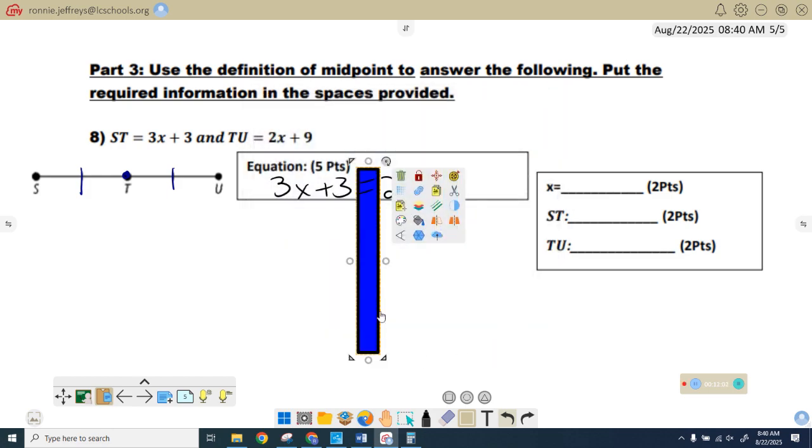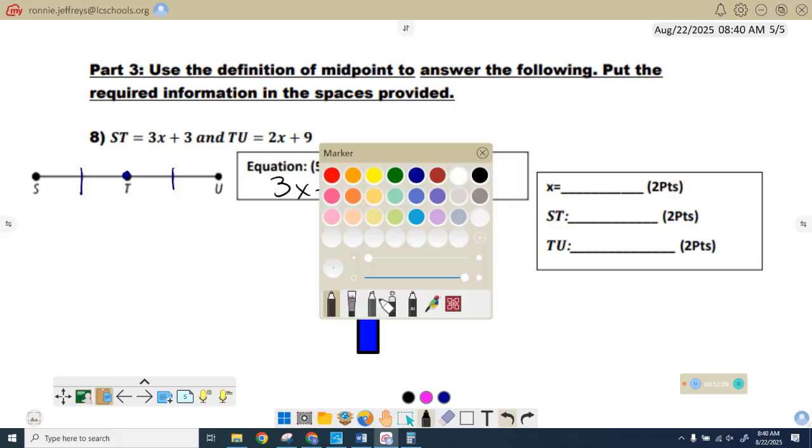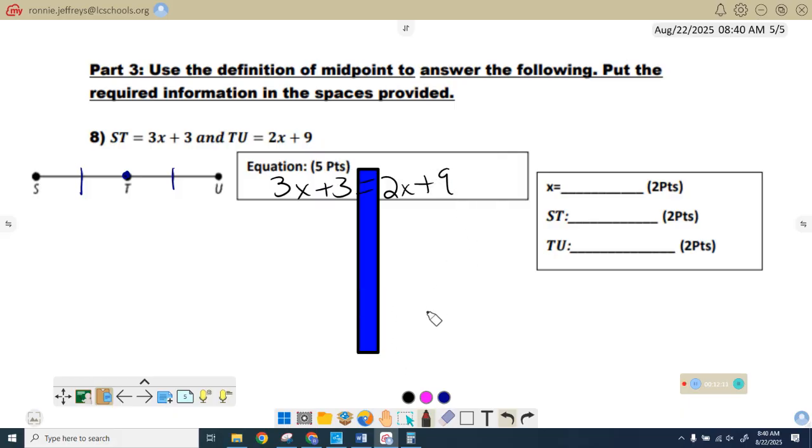All right, so we don't have to distribute. We don't have to combine like terms. We do move the variables to the left. Minus 2x, minus 2x. All right.